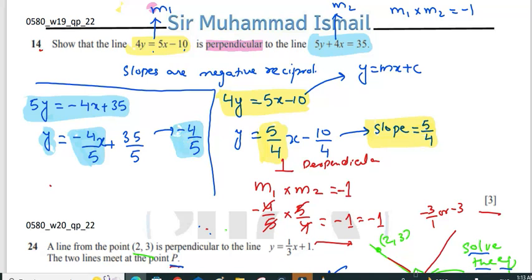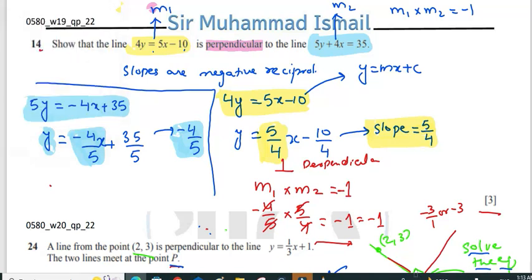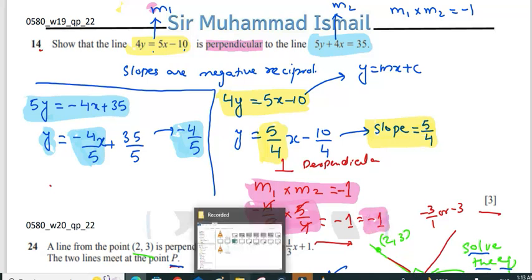Now you can simply see that in this part, to show that these two lines are perpendicular, I am multiplying these two slopes together. When I am multiplying these slopes together, you can simply see that this minus 4 is cancelled by 4, 5 is cancelled by 1, only 1 minus 1 is the answer. This proves that these two lines are perpendicular to each other.